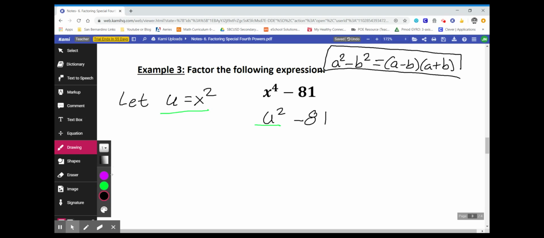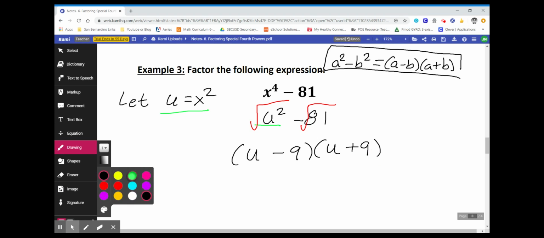Right here, I know that this is a perfect square. u times u gives you u squared, and 9 times 9 gives you 81, right? So I can skip right to the answer, which is u minus 9 multiplied by u plus 9, using the difference of squares formula. Now, once again, my original problem did not have a u. My original problem actually had an x. So I'm going to switch it back to the original problem, which was x squared.